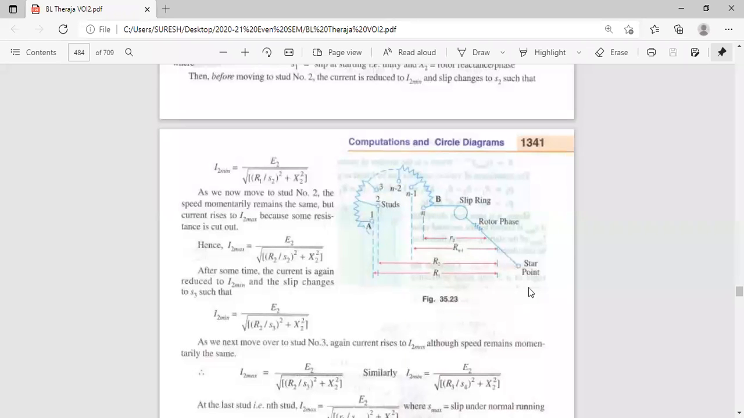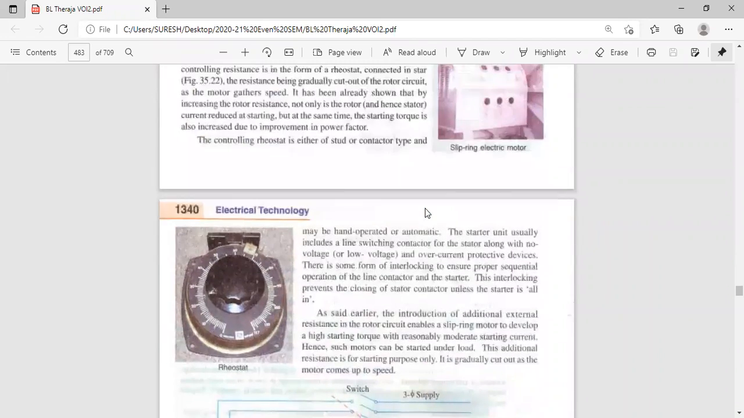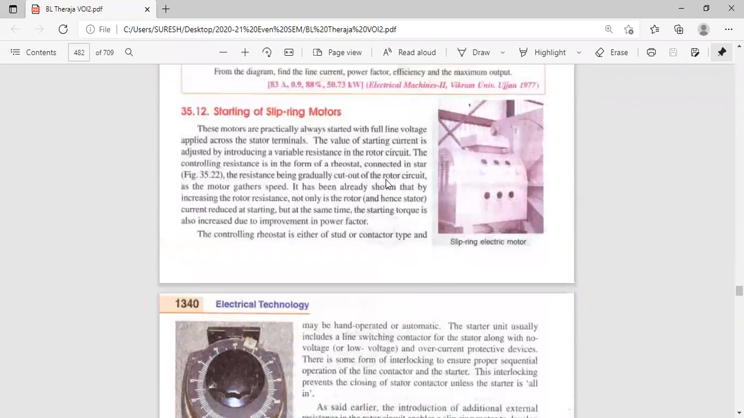Suppose I connect this rotor rheostat here at point A. If I'm connecting this point here at n. One minute, I will tell here. First, I will explain the theory, then I will go to the derivation.